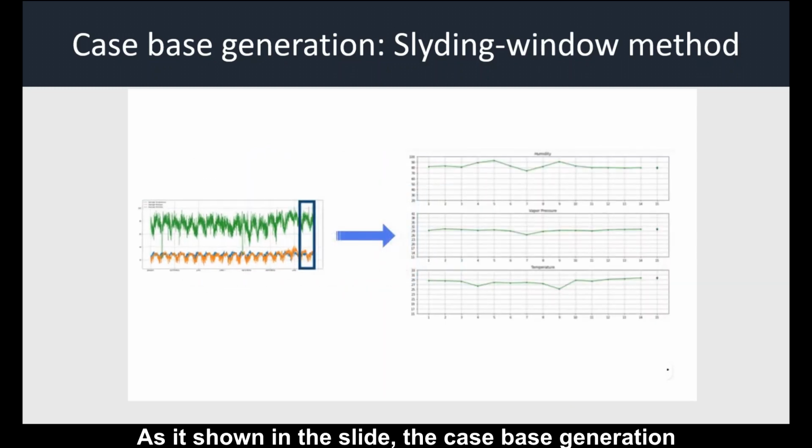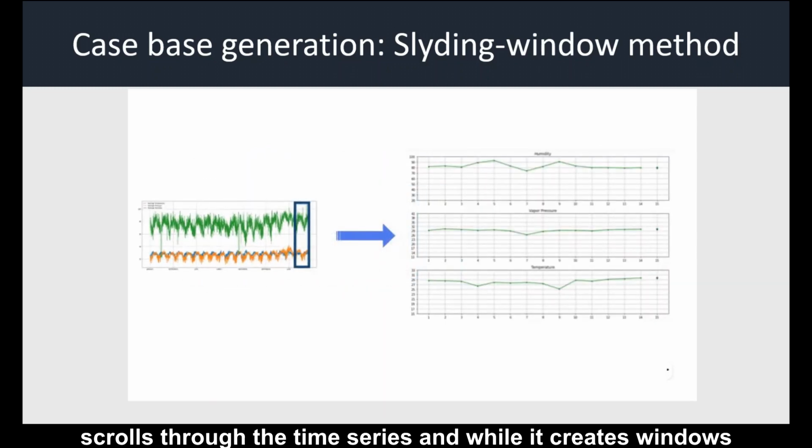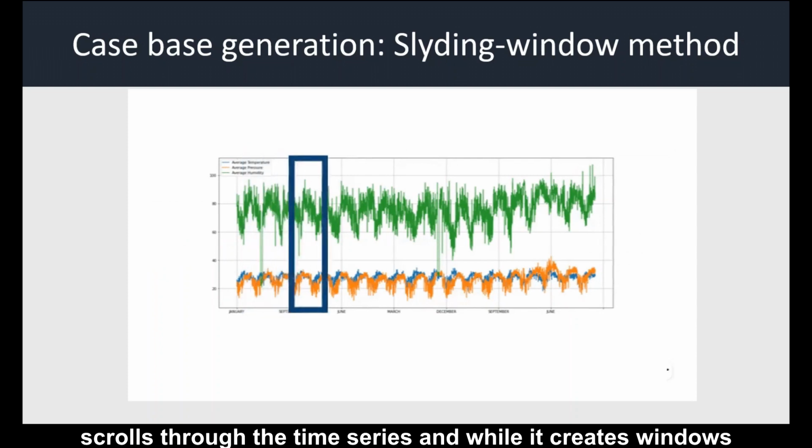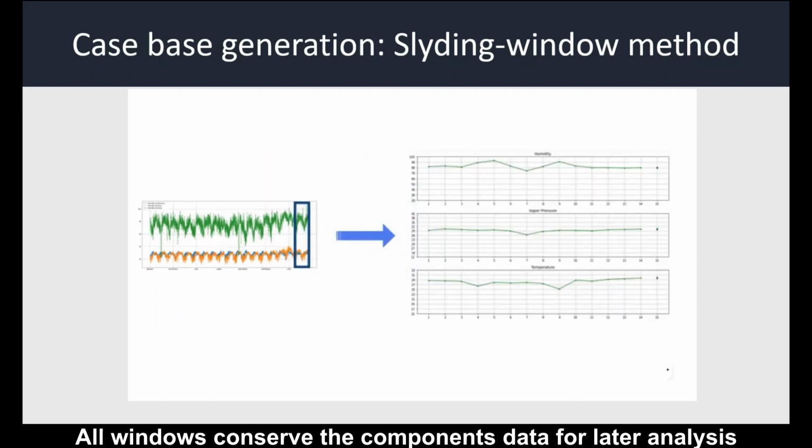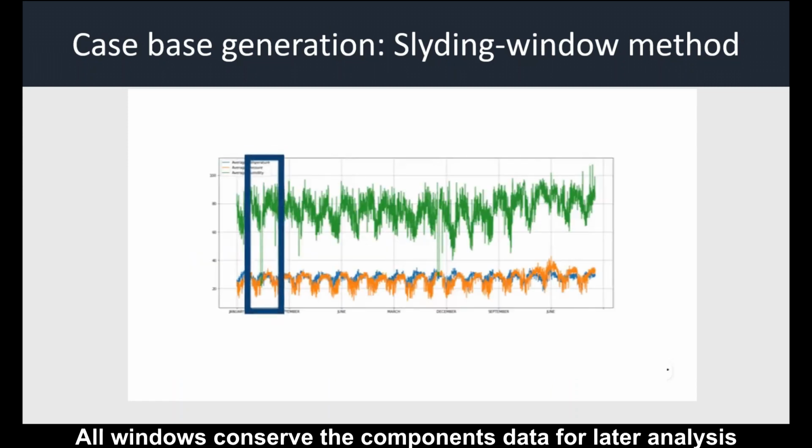As it is shown in the slide, the case-based generation scrolls through the time series and while it creates windows, which are the case base, all windows conserve the components data for later analysis.